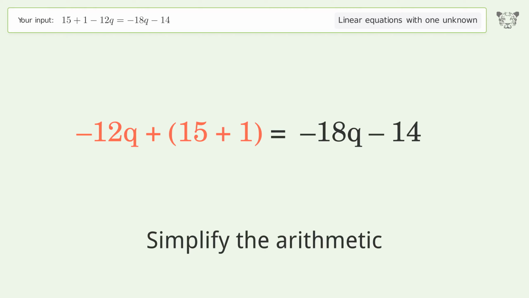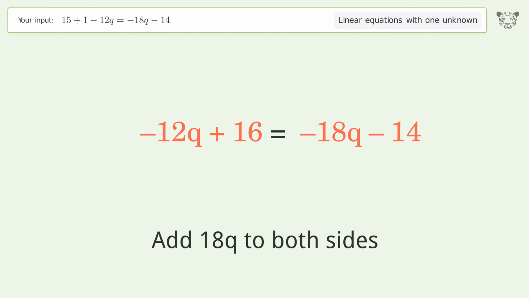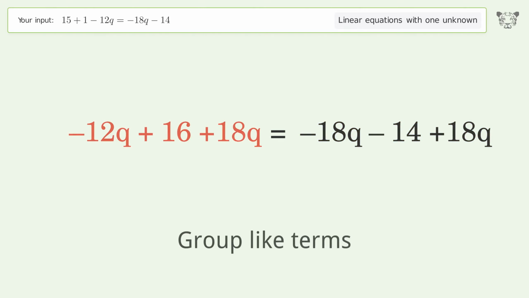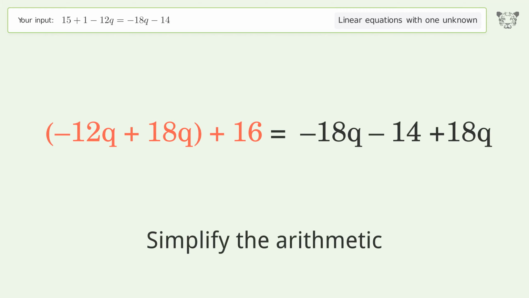Simplify the arithmetic. Group all q terms on the left side of the equation. Add 18q to both sides. Group like terms. Simplify the arithmetic.